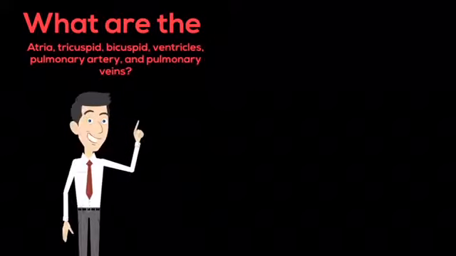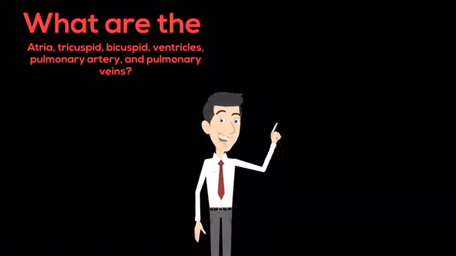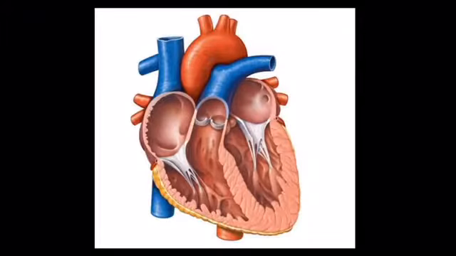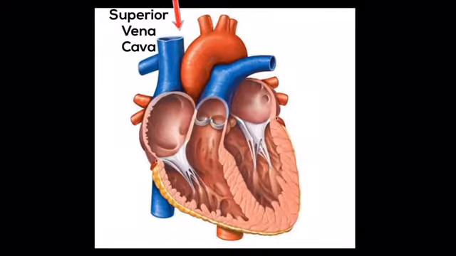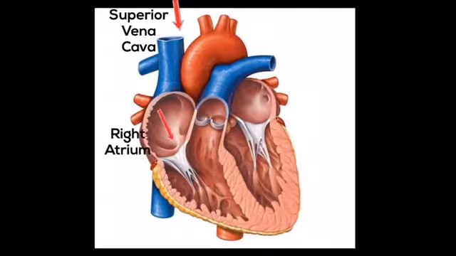So what are the atria, tricuspid, bicuspid, ventricles, pulmonary artery, and pulmonary veins? These are all very important areas in the heart that make your heart beat. The right atrium receives blood from the superior vena cava. Superior doesn't mean it's better. It just means it's on the top half of the body. Inferior is on the bottom half of the body. The superior vena cava brings blood low in oxygen from the body and takes it to the right side of the heart. The inferior vena cava does this as well.